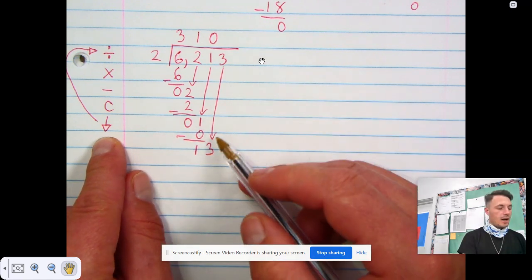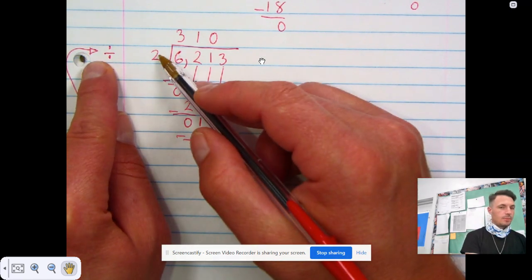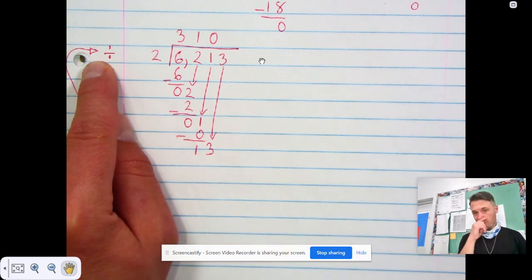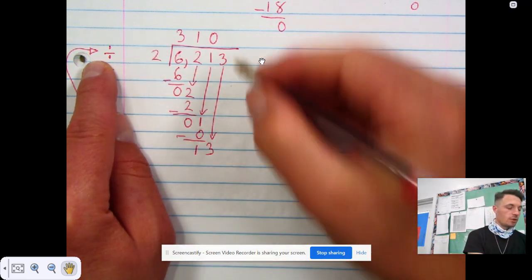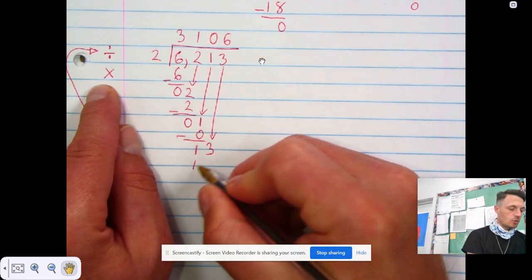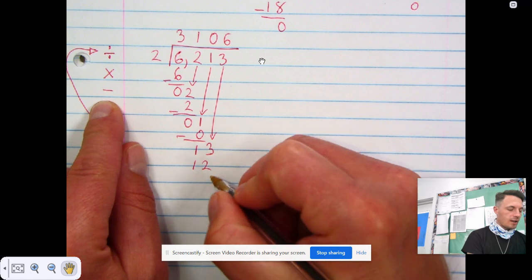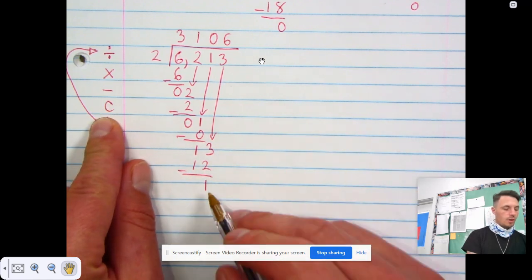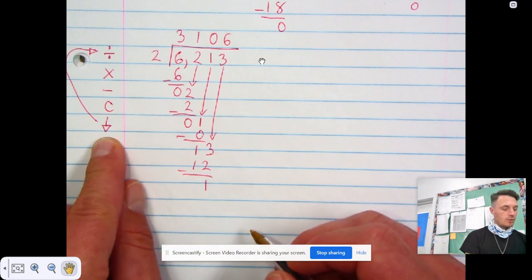Okay. Now we go back to divide. How many times can 2 fit into 13? 2 times 6 is 12, which is closest to 13 without going over. So 2 can fit into 13 6 times. Now we multiply. 2 times 6 is 12. Now we subtract. 13 minus 12 is 1. Now we compare. Is 1 smaller than 2? Yes. So now we bring down.